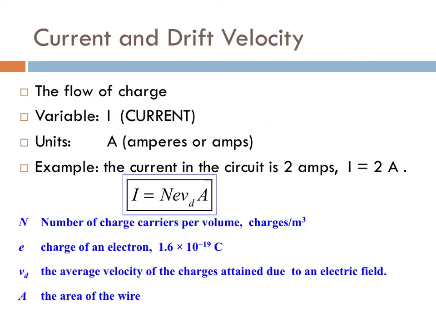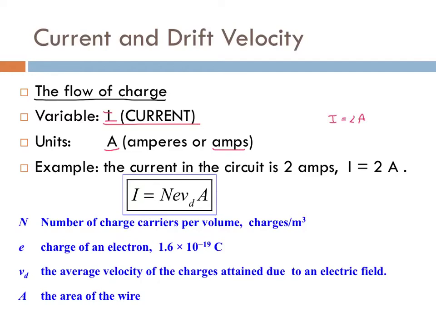So here we're looking at current and drift velocity. Remember, we said that the flow of charge is some charge per unit of time. This is going to be known as current with a variable I. It's going to have units of amperes. We're going to say amps for short. So let's say that we have a current in a circuit that's 2 amps, then that's current equal to 2 amps.